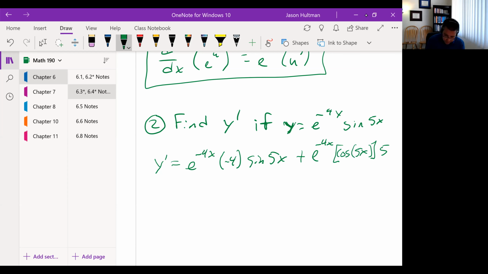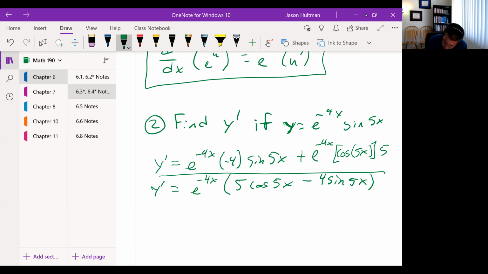Okay, so I'm going to factor out what they have in common here. They have e to the negative 4x in common. So we've got e to the negative 4x times, I'm going to put the positive term first, just because I like to stay positive. I'm a very positive person. So 5 times the cosine of 5x minus 4 times the sine of 5x, and I think we're good on that one.